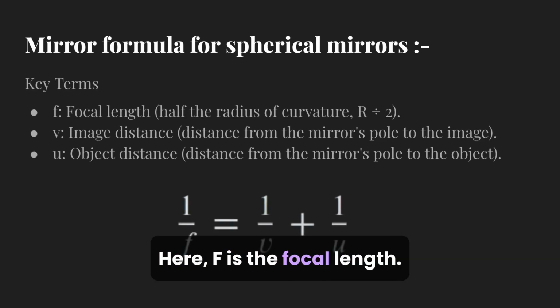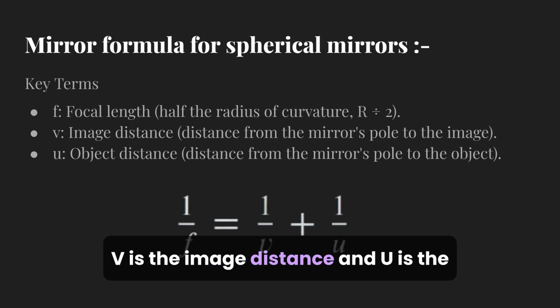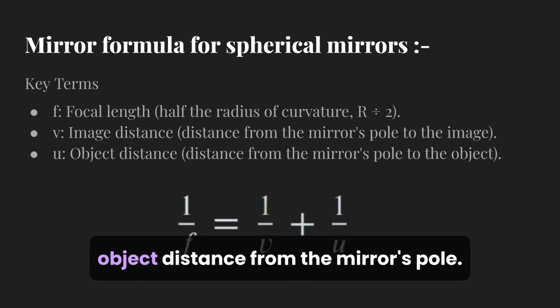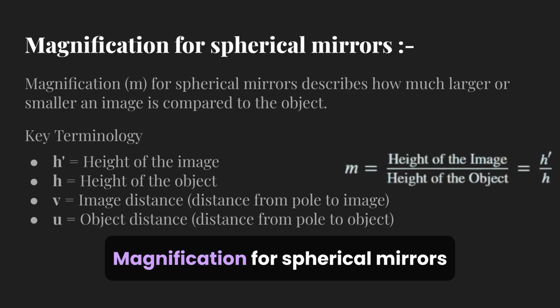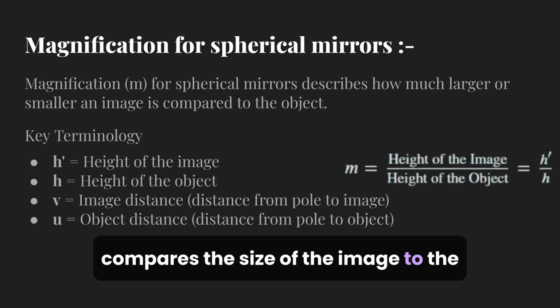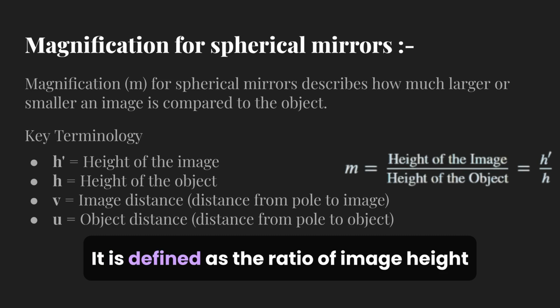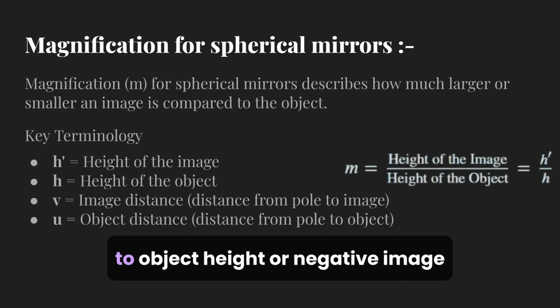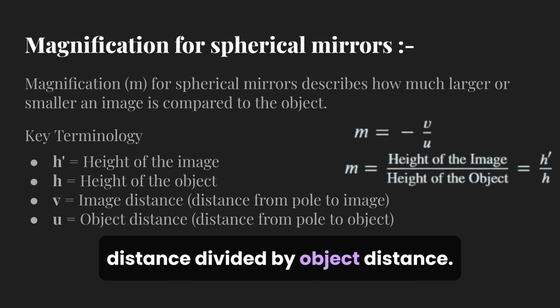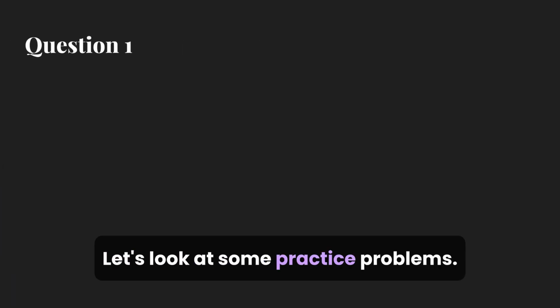Here, f is the focal length, v is the image distance, and u is the object distance from the mirror's pole. Magnification for spherical mirrors compares the size of the image to the size of the object. It is defined as the ratio of image height to object height, or negative image distance divided by object distance. Let's look at some practice problems.